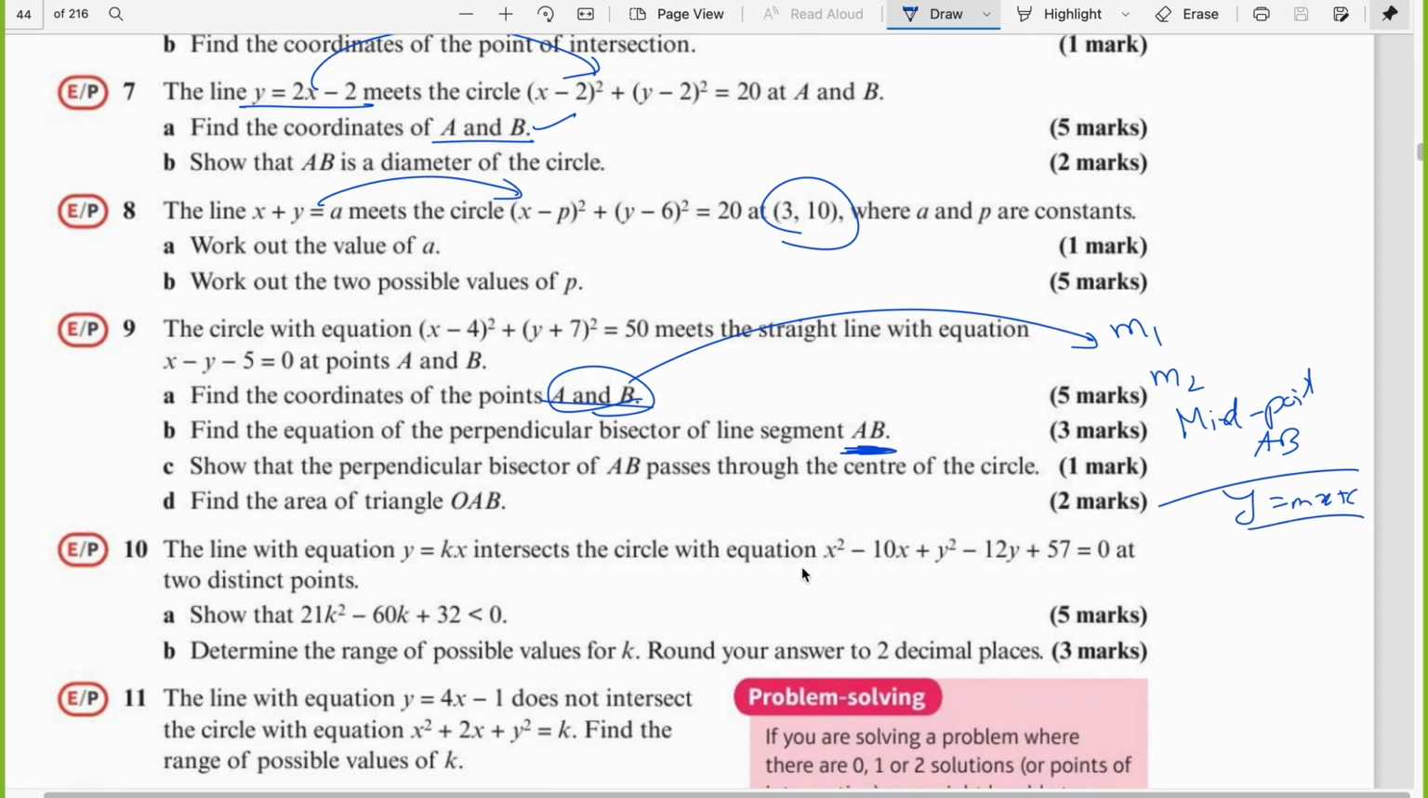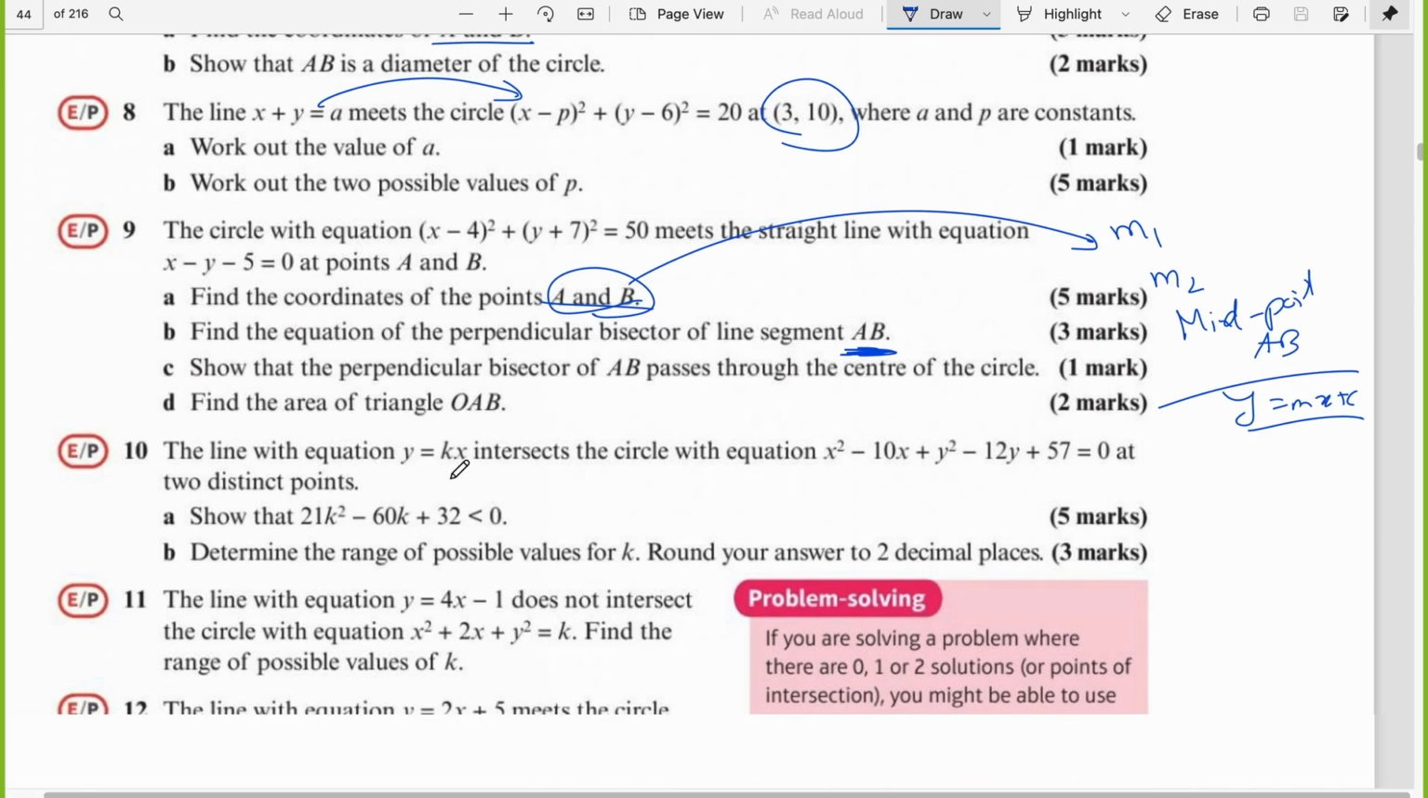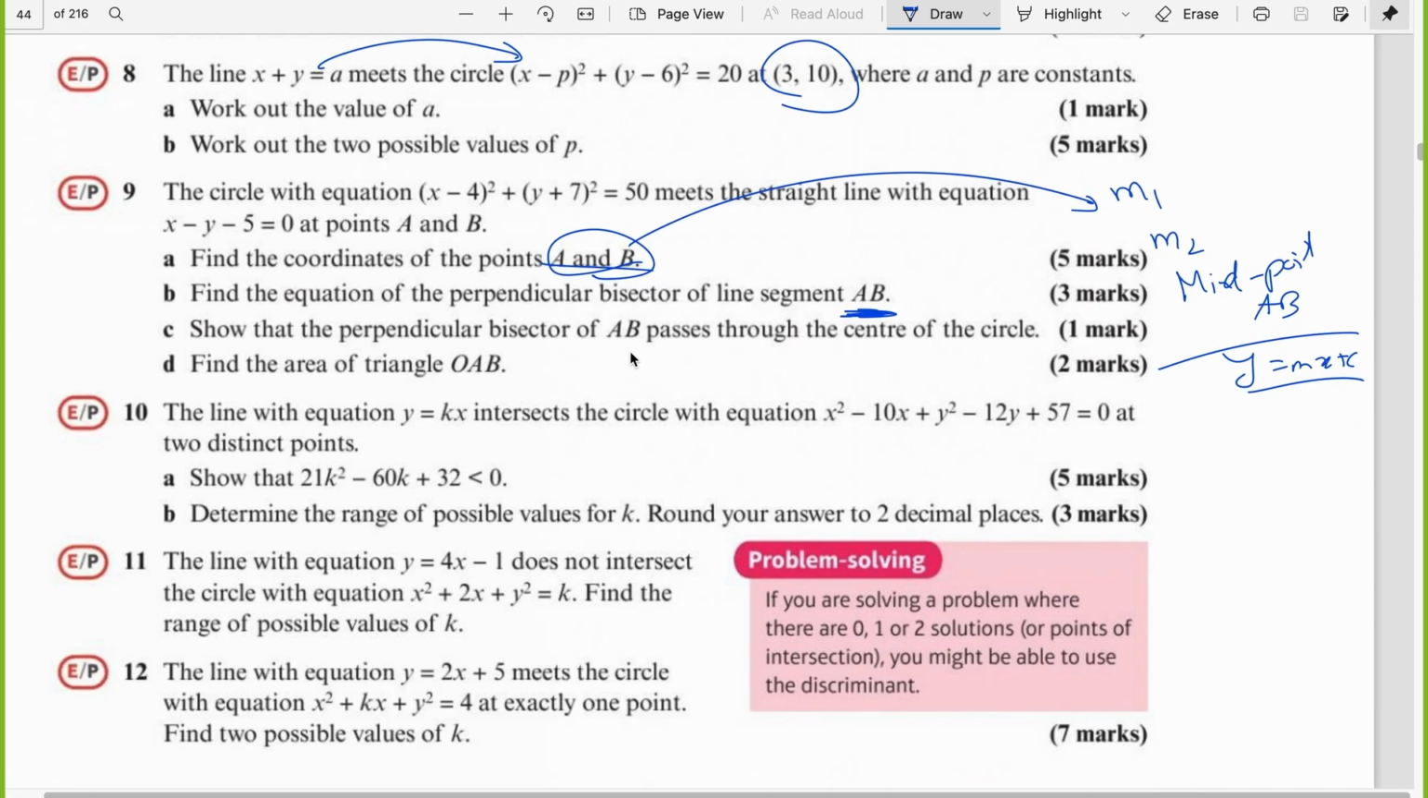Do you remember this? Part C says show that the perpendicular bisector of AB passes through the center of the circle. So how will we do that? The coordinates of the center are x is 4 and y is minus 7. So you just substitute this in that equation and you will get left hand side equals right hand side.